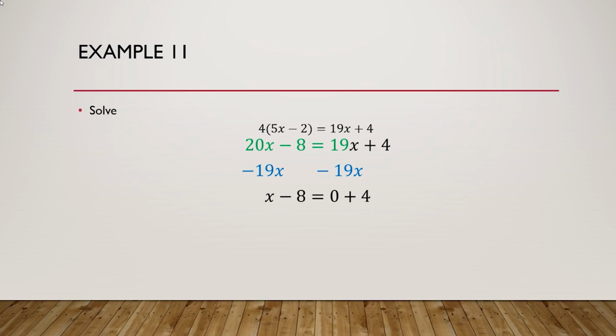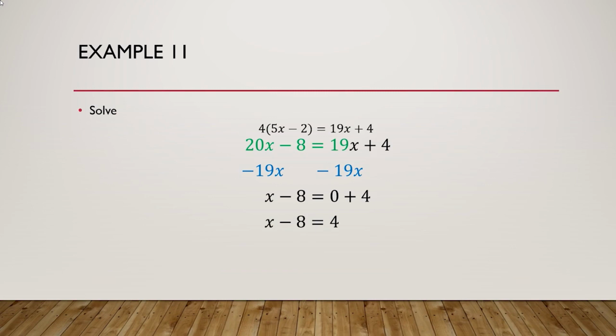So you end up with x minus 8 equals, now the 0 is coming in because you have 19x minus 19x, and that gives you 0. Now you don't have to put the 0 in here. I'm just showing you what you're trying to accomplish, because you're trying to get x by itself, more and more by itself. And by getting rid of that term, it's going to do that. So 0 plus 4 is just 4. So now I have x minus 8 equals 4.